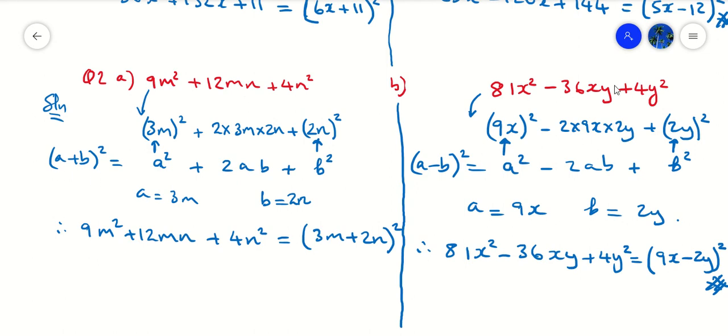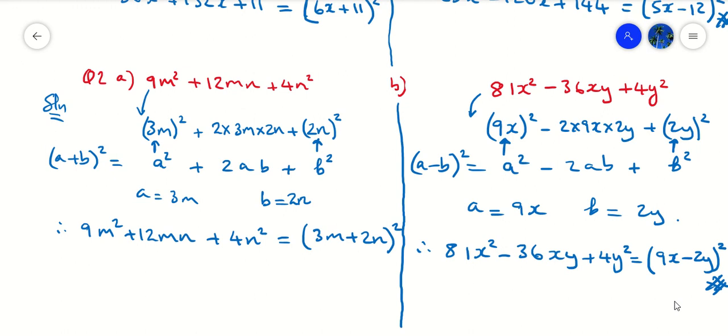The same thing again for part B. The most important thing, look at the middle term. What sign has it got? It has a minus sign, so I will compare that with (a minus b) whole square, which is a square minus 2ab plus b square. Then I get my a is 9x and my b is 2y. That will be the solution of the given expression as (9x minus 2y) whole square.